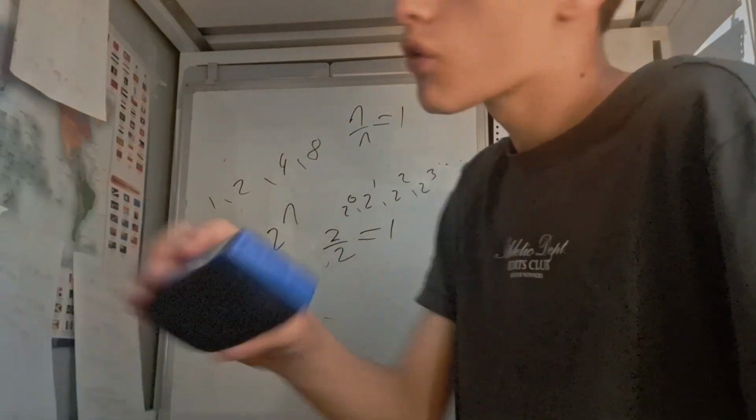Even 0. 0 over 0. A lot of mathematicians and science people say that 0 over 0 is 1. There is proof to back it up, and I will actually go over that in the video.